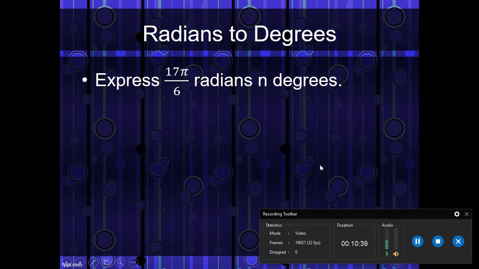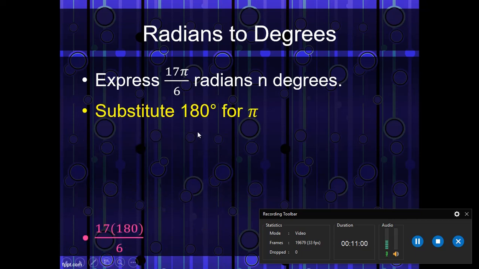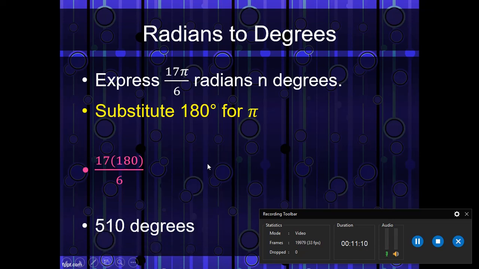In the last example of this style, we're going to convert 17 over 6 pi radians into degrees. Looks like I have a typo. Instead of multiplying by 180 over pi, there is another method. I know that pi is equal to 180 degrees. So let's substitute 180 in for pi this time instead of multiplying by a fraction. So this is what it will look like. And again, don't let the calculator be confused by the order you wish to calculate. And I have 510 degrees.